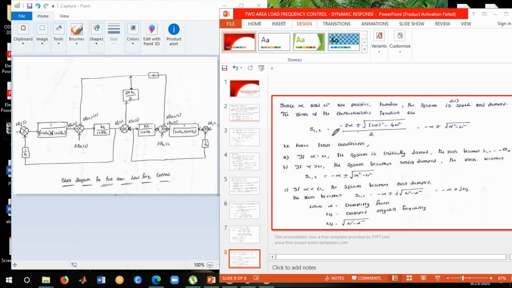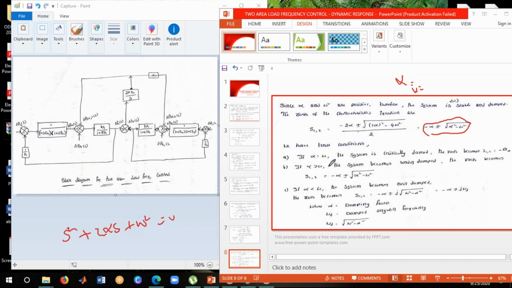Now to find the roots of the equation s square plus 2 alpha s plus omega square, we use the formula minus b plus or minus square root of b square minus 4ac divided by 2a. Finally we can write it like this. We simplify the alpha value we found in the previous slide and the omega value, then substitute here. If we get s1 and s2 as positive values, then the system becomes stable and it is damped.